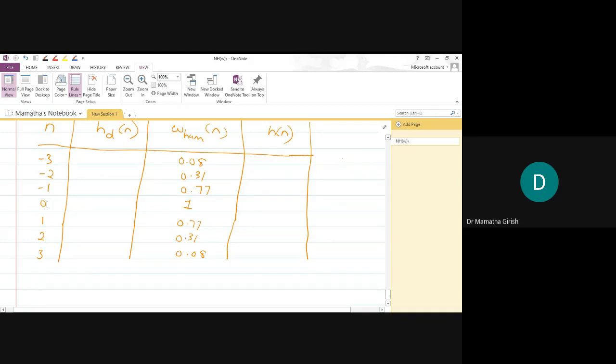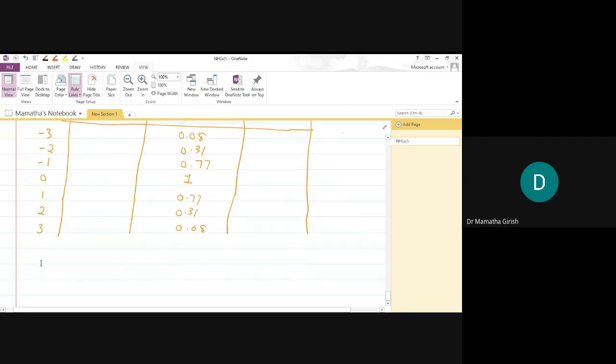And if you observe the values of n, which is varying from -3 to +3, it shows that the given function is non-causal in nature. Because if you compute hd of n and compute h of n, it is said to have values for n less than 0. At n equal to -1, -2, -3, the values exist. Since the values exist for n less than 0, it is said to be non-causal in nature.